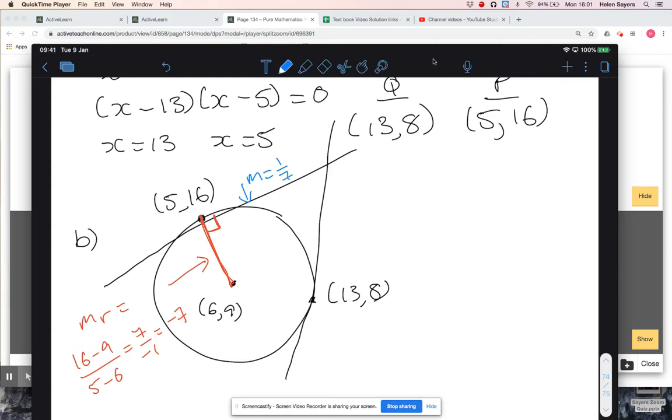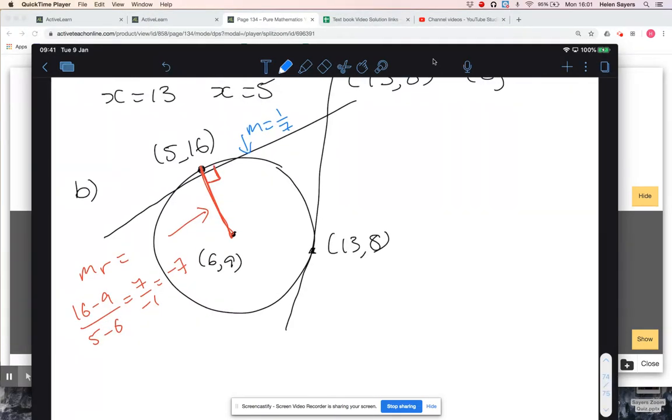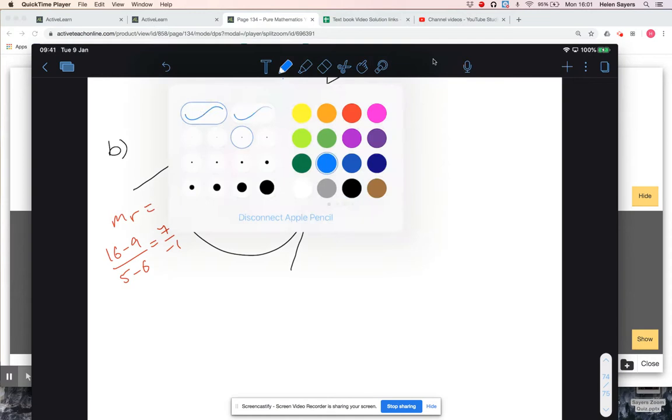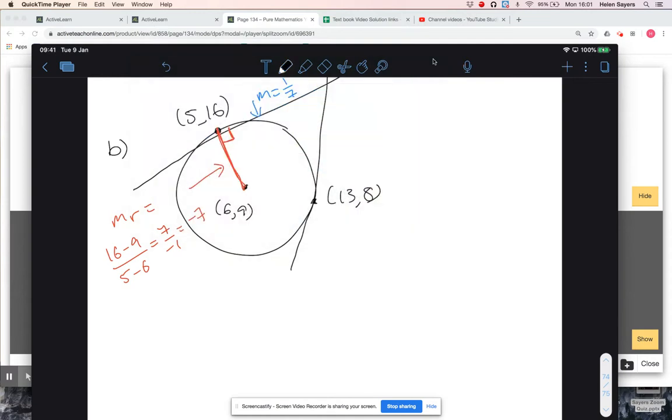And that looks reasonable to me. And that looks like it might be a gradient of a 7th. I don't think I've done anything daft with my signs. So let's move down here a little bit and do that calculation. So this tangent here goes through 5, 16, and has a gradient of a 7th.